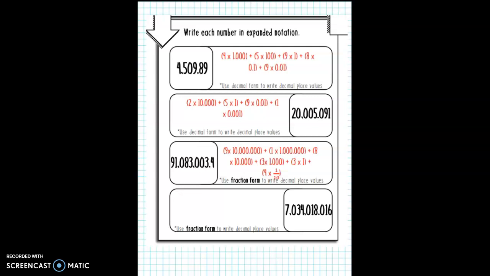Last one, again a very large number. We're going to have 7 times 1 million, 3 times 10,000, 4 times 1,000, 1 times 10, and 8 times 1. Then we have 1 times 100th, and 6 times 1 over 1,000.